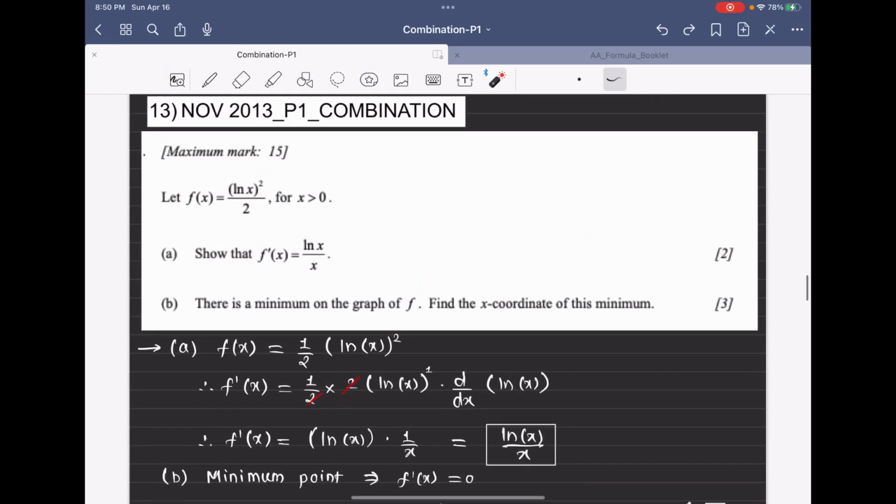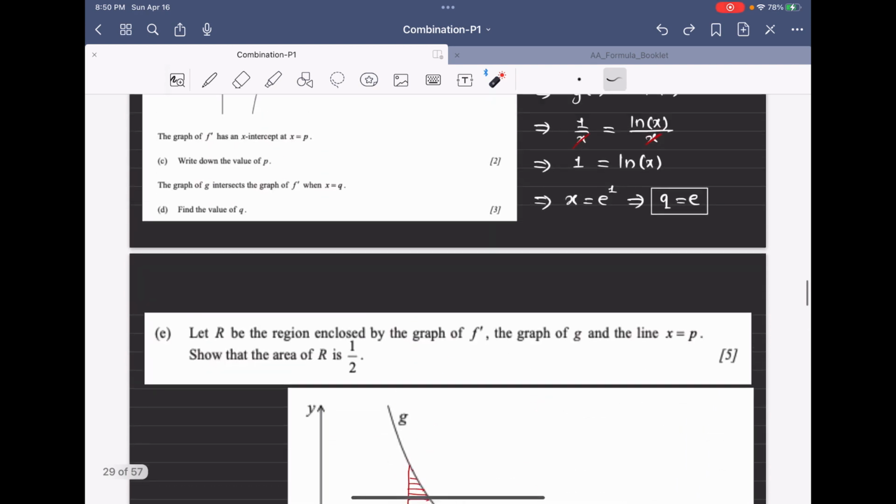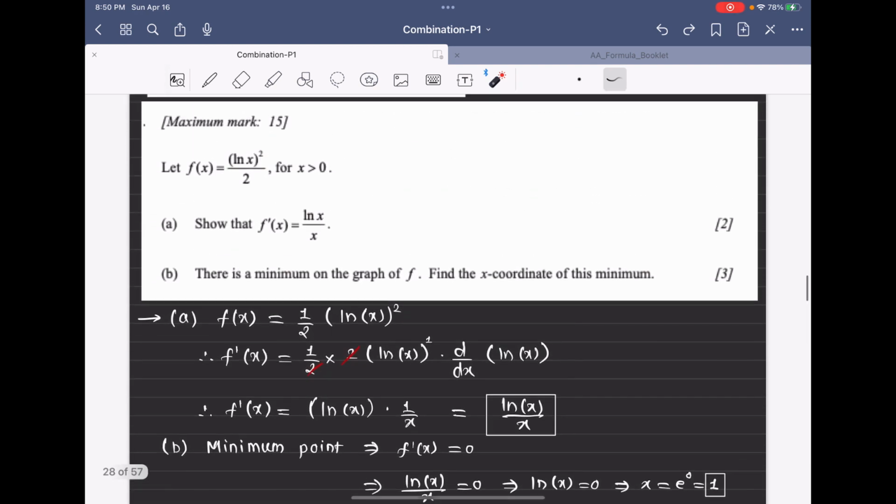November 2013, paper 1 combination. This question will cover derivative as well as integration, that is a definite integration. Let's start with this first part.